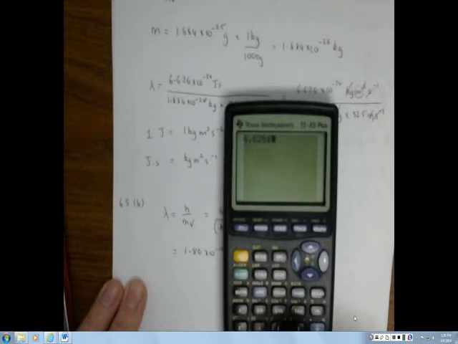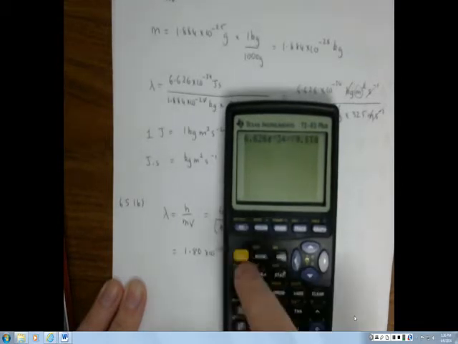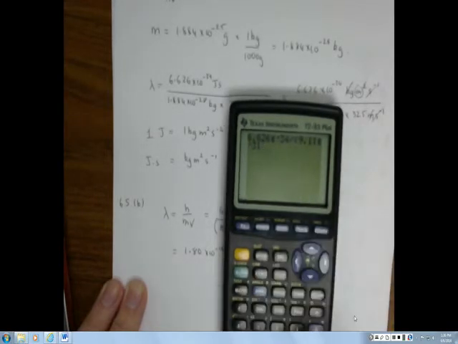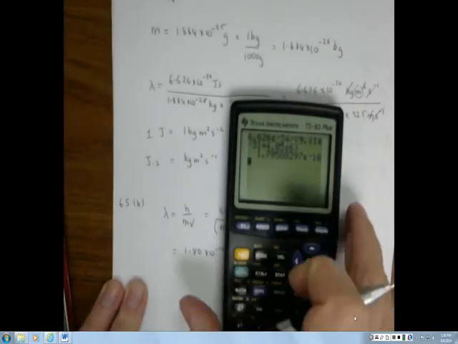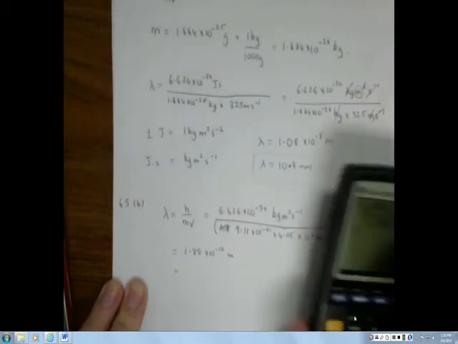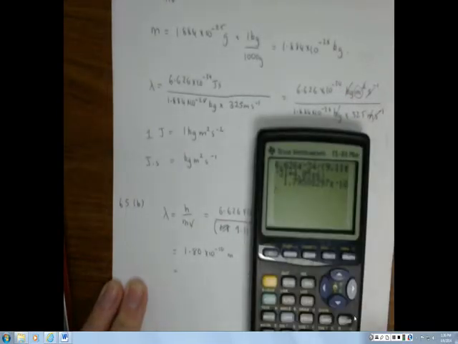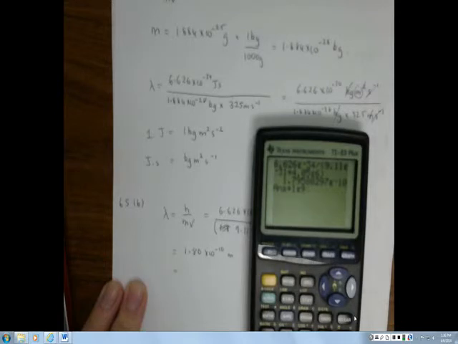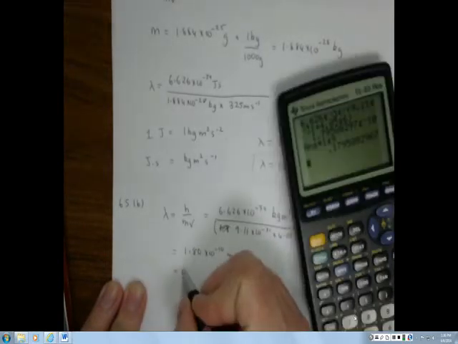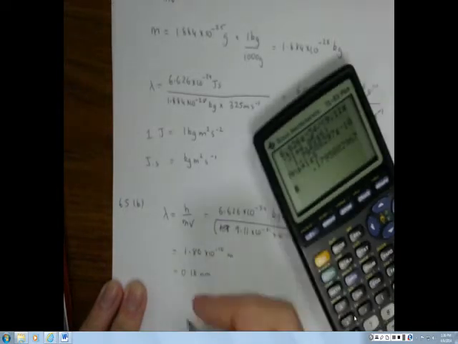6.626 × 10^-34 divided by (9.11 × 10^-31 times 4.05 × 10^6) gives 1.7958 × 10^-10, so it looks good. We can convert that to nanometers, times 1 × 10^9, and it turns out to be about 0.2 nanometers, 0.18 nanometers.